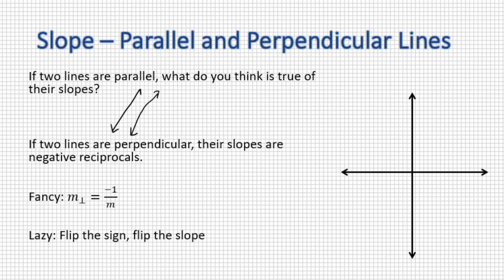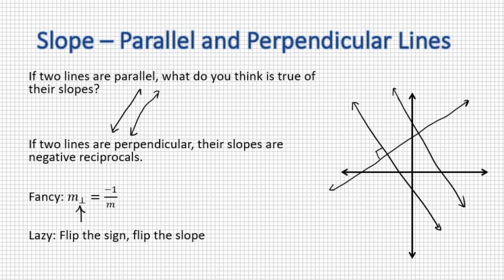If we are perpendicular, so let's draw a couple of parallel lines on here. These are parallel-ish. Different b values, different y-intercepts, but the same slope. Now if I draw a perpendicular line, perpendicular just means it makes a 90-degree angle, or it's square, a right angle. There we go. So for perpendicular lines, you can do the math. This symbol means perpendicular. It's a negative reciprocal. What I tell people is just flip the sign, flip the number.